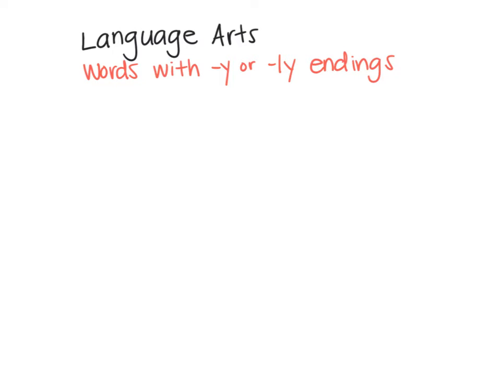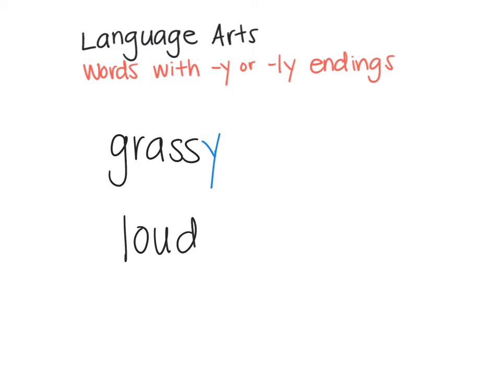Now let's look at some other words. So let's say I had the word grass. That's a noun, and I want to change it to describe something. So I could say, oh, it is really grassy in that area. So I can add a y to that word. Let's say I had the word loud, and I could turn this word into an adverb and describe something by saying they are doing something loudly. So I add ly to the word.